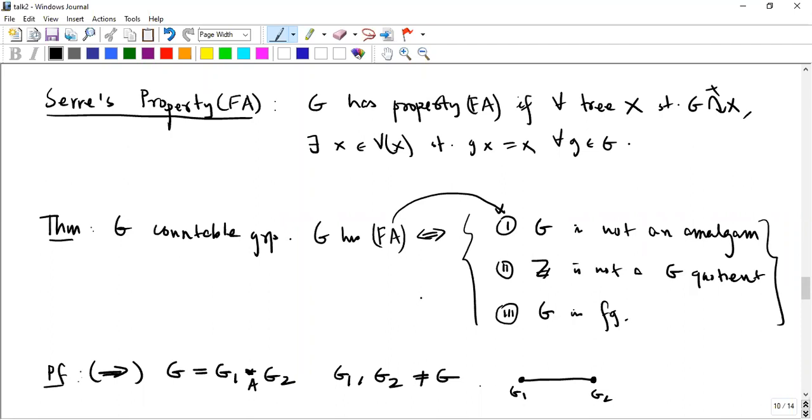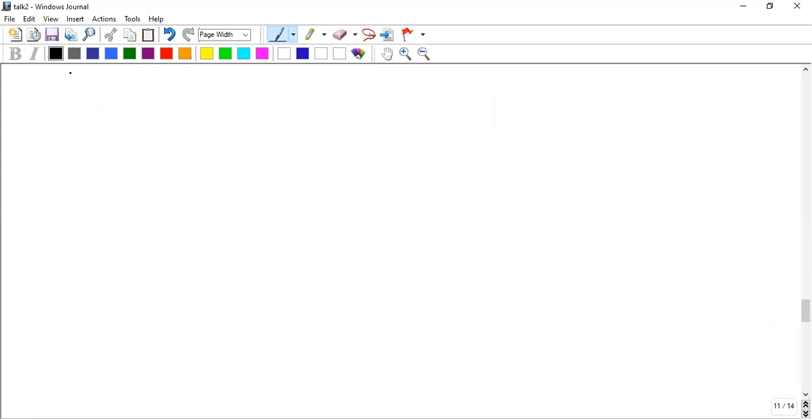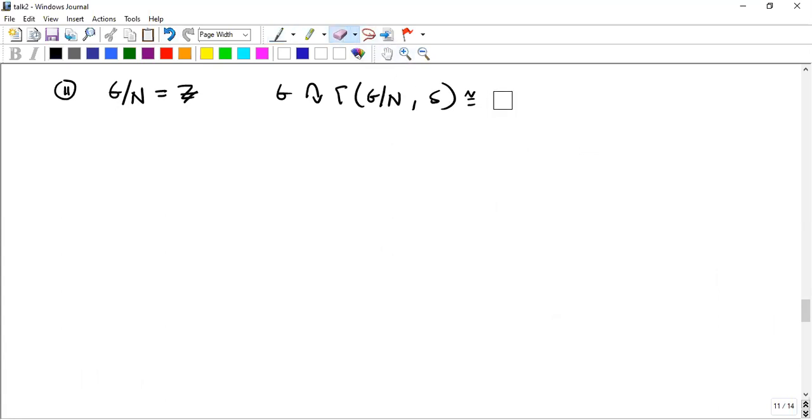Then G acts by translations on this guy, right? Okay, let me go to the next page. So this one is proved. So 2, G acts by translations on Z, right? Because Z is a G quotient. So suppose that G by N is equal to Z. Then G acts on the Cayley graph of G by N, right? With some generalities, I don't care. And that's really Z. But this is a tree, right? This is a 2-valent tree.